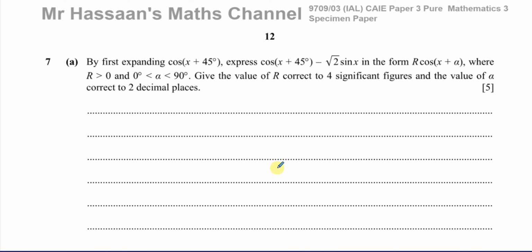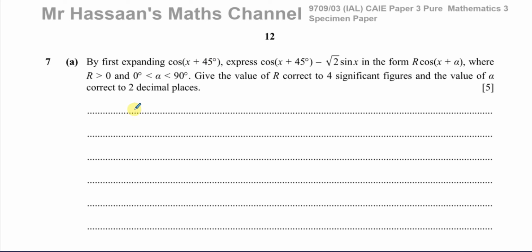And here we have a question which is to do with trig identities. Part A and part B is about trig equations. And here we're going to be dealing with the type of questions which I normally call R alpha questions, right? And you'll understand why in a little bit.